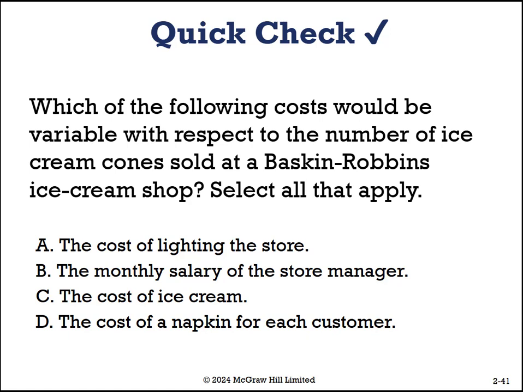All right, so if you said the cost of the ice cream and the cost of the napkins, you would be correct. That's because both of these costs overall go up the more that you sell. The more ice cream you sell, the higher the cost of the ice cream. The more ice creams you sell, the total napkins would go up. So these are variable, right? You're not just handing out napkins to people walking by. However, the monthly salary of the store manager is going to stay the same whether you sell one ice cream cone or 50,000, and the same goes for the lighting of the store.